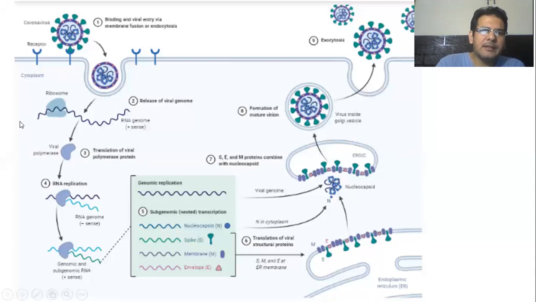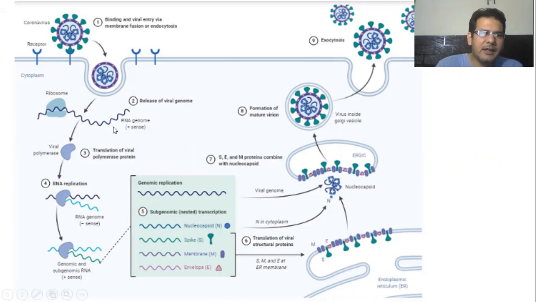When it goes inside the cytoplasm, the virus opens up, and its genetic material is released, which is a positive sense RNA genome. And this positive sense RNA genome gets in touch with the ribosome. The function of the ribosome, as you know, is translation. So it helps to prepare the copies of the virus. One of the enzymes, the RNA viral polymerase enzyme, actually helps in this process of replication.